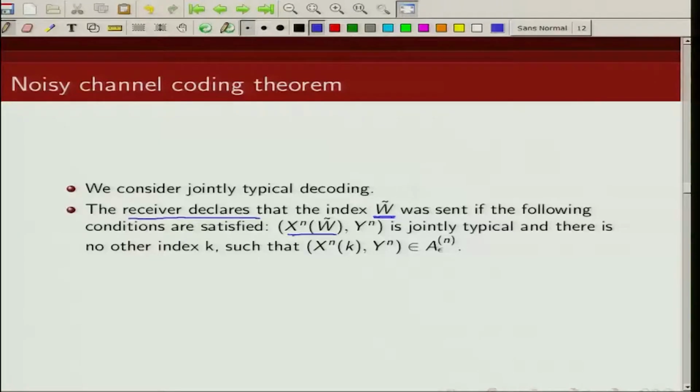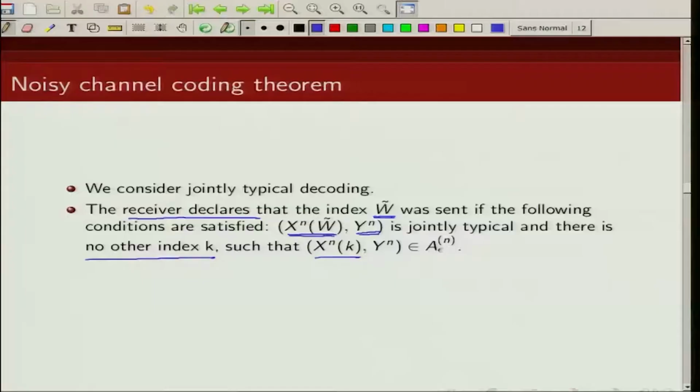And what are those conditions? If x^n(W tilde) and y^n, which is the received sequence, are jointly typical, and there is no other index k such that x^n(k) and the received sequence y^n are jointly typical. So we say that we successfully decode an index if x^n(W tilde) and y^n are jointly typical and there is no other index for which x^n(k) and y^n are jointly typical, and that is basically your typical set decoding.